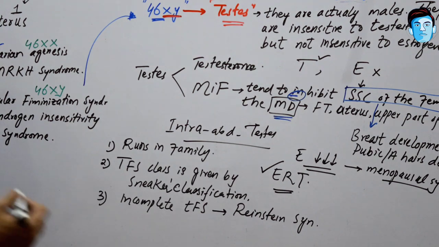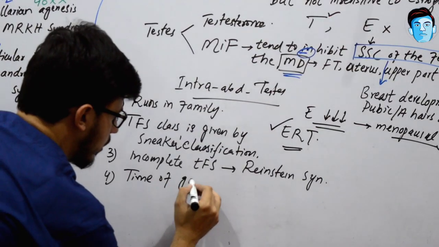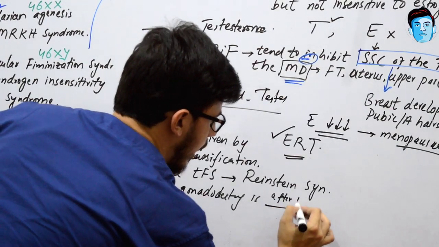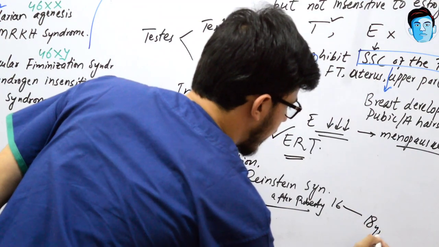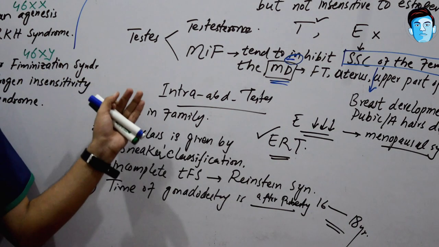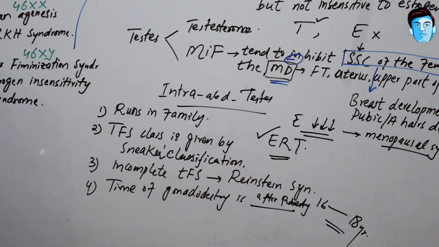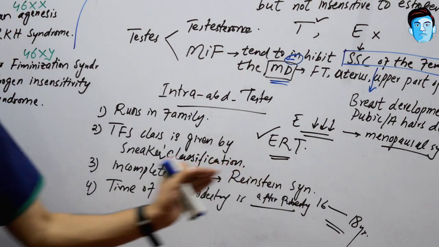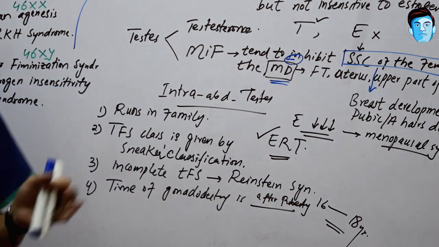Now, another important point: what is the time for gonadectomy in these conditions? The time of gonadectomy is after puberty, and the most specific age is 16 to 18 years. So, testicular feminization syndrome runs in the family. The classification is given by Sniker, so it is called Sniker classification. The third point is that incomplete testicular feminization syndrome is called Reifenstein syndrome. And the time for gonadectomy is after puberty, more specifically 16 to 18.